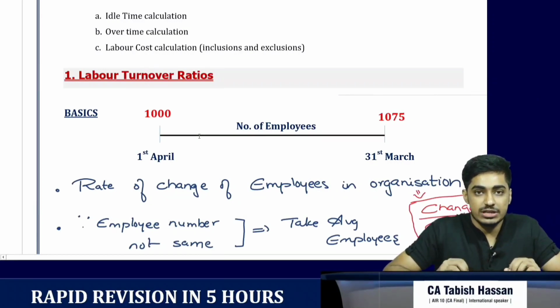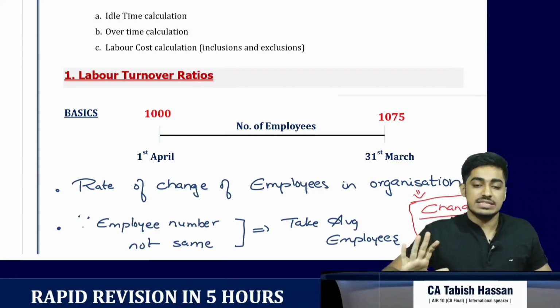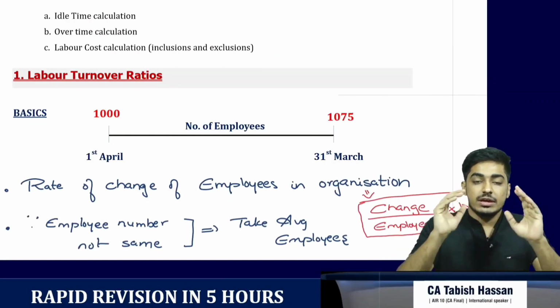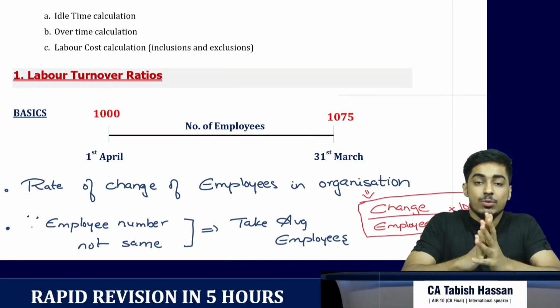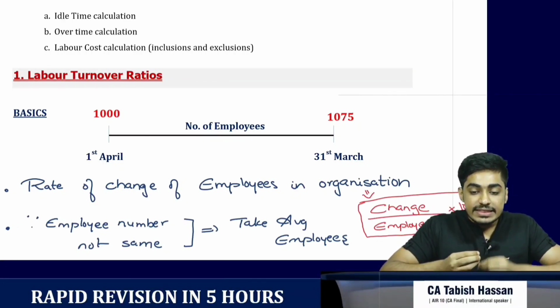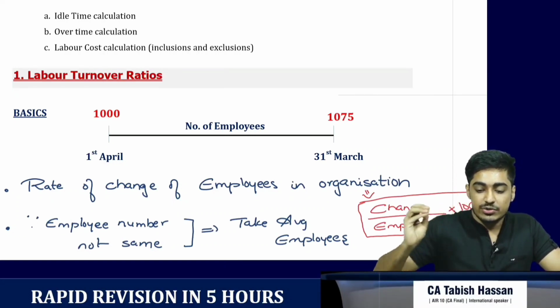What is labor turnover ratio? It is the rate of change of employees in an organization. So the number of employees would not be the same at any particular point of time. What are we calculating? We are calculating the rate of change of employees in an organization. That is called labor turnover ratio.